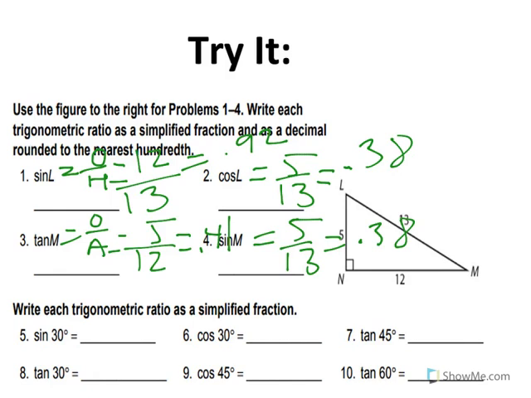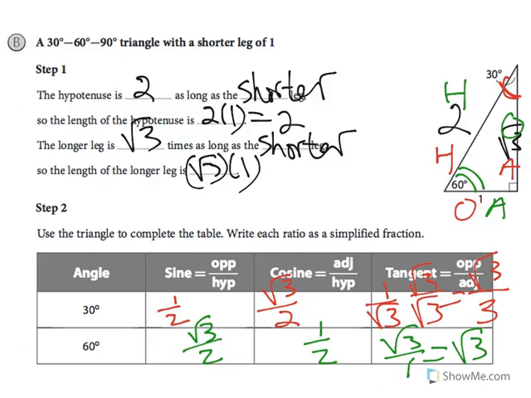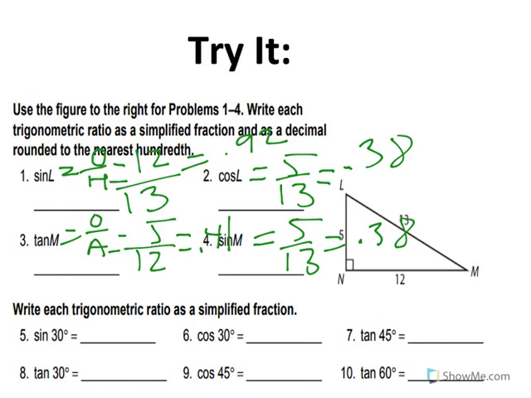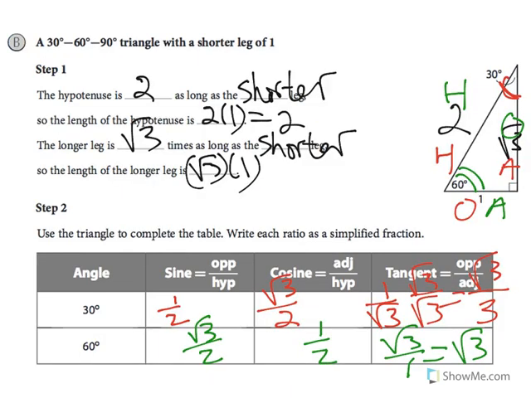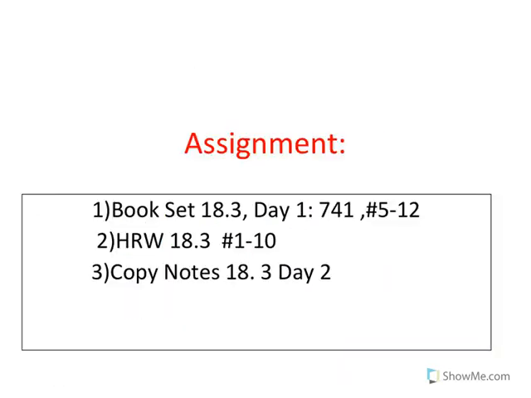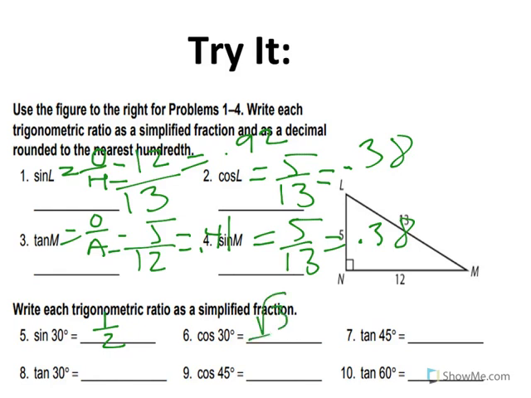Okay, and then for number 5, write each trigonometric ratio in simplified fraction form. Right, so here for this one, we need to go back to our table here and this table. Right? Okay, so then sine of 30 degrees is 1/2, and cosine of 30 degrees, well, if we go back to our table here, it says cosine of 30 degrees is radical 3 over 2. So this becomes radical 3 over 2.